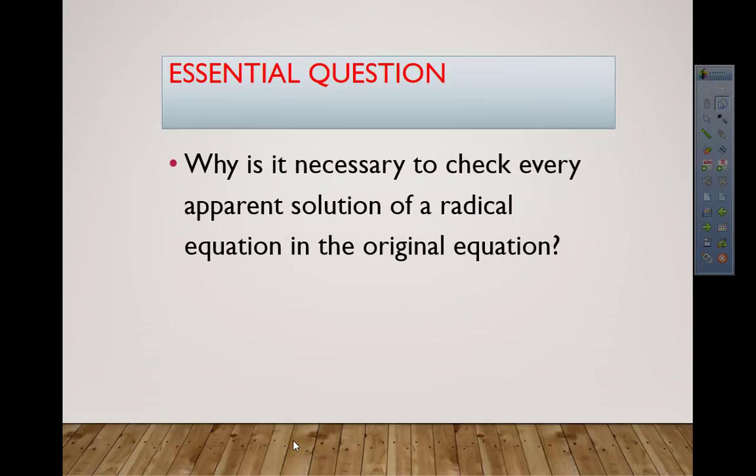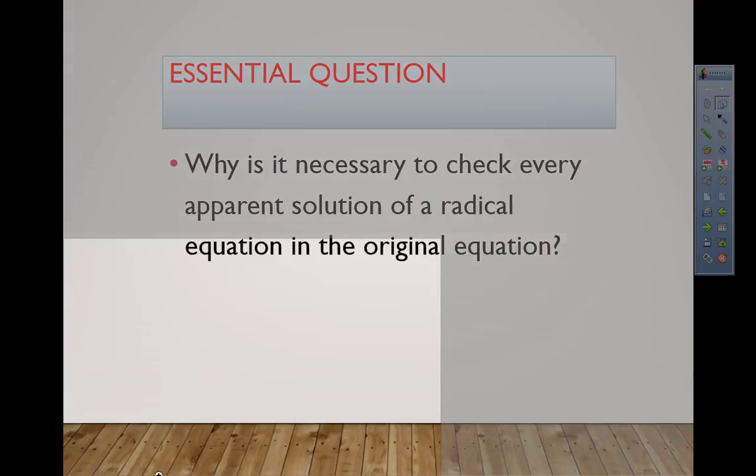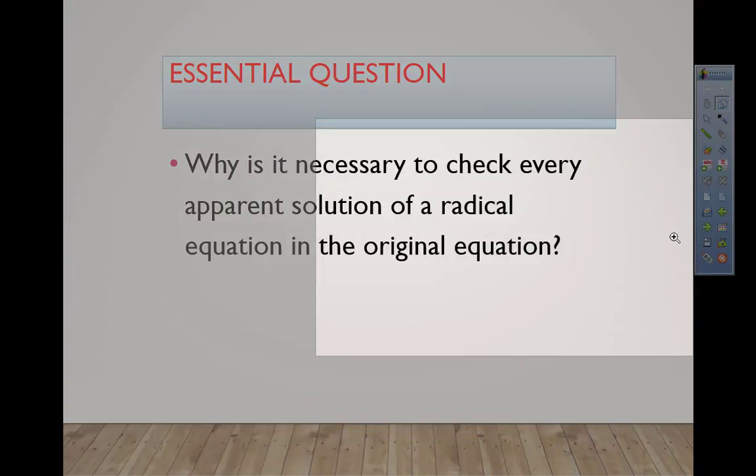Central question, why is it necessary to check every apparent solution of a radical equation? Well, because some of the solutions might not work in the original equation. And we have to eliminate those. So, that's the end.